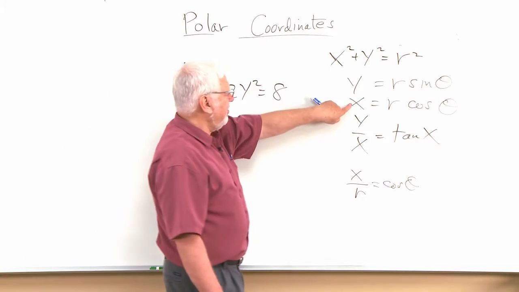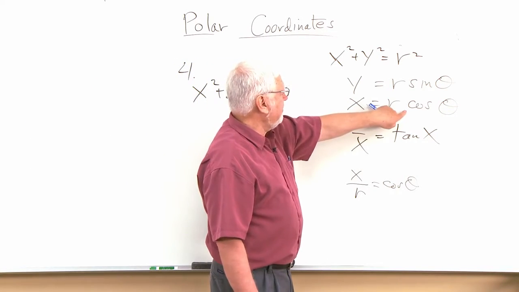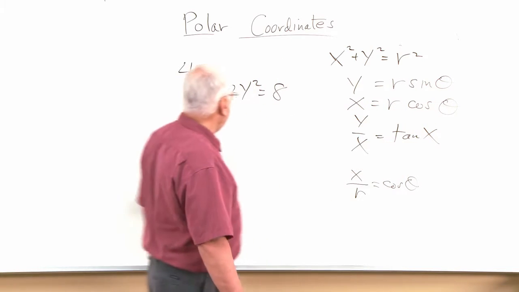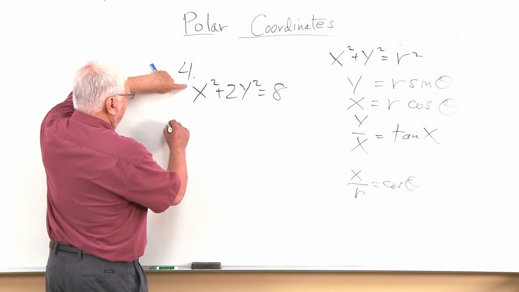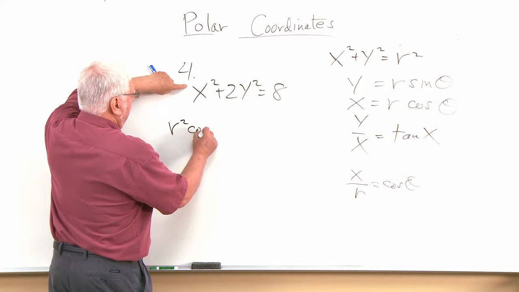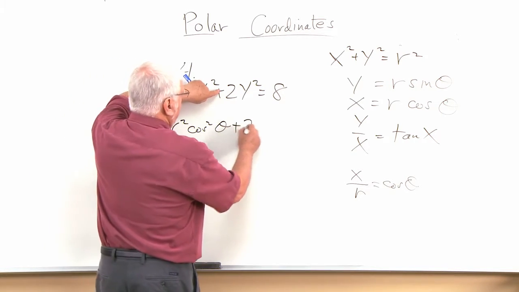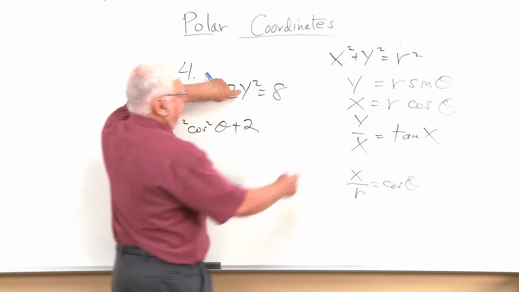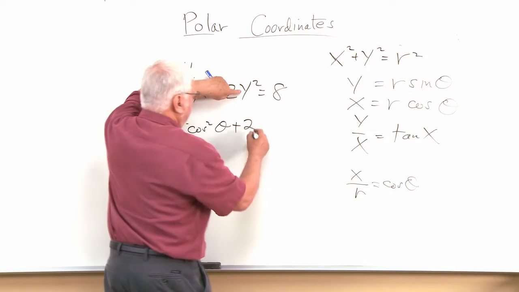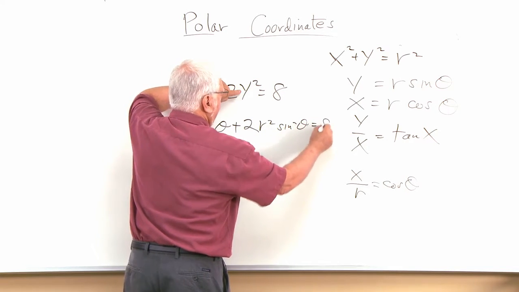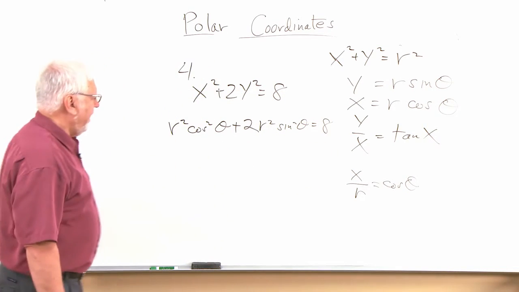So let's see, where do we have an x squared? Well, we got an x here. If I squared both sides, then x squared equals r squared cosine squared theta. So I could put that in place of this, r squared cosine squared theta, the 2. Now I could do the same thing with the y. So this would be r squared sine squared theta equals 8. I'll give you credit for that.